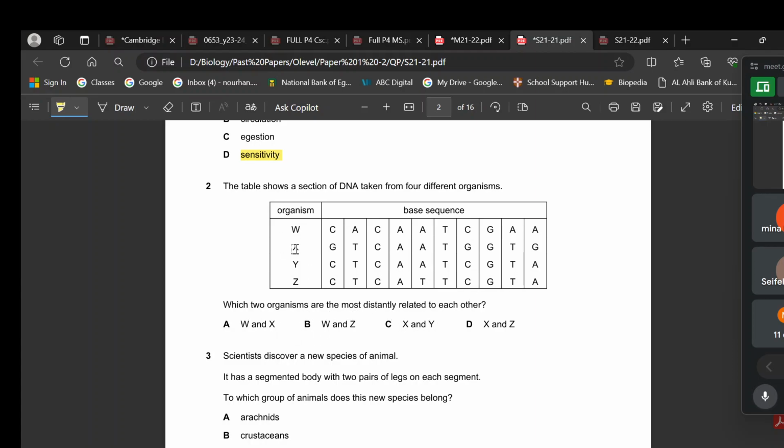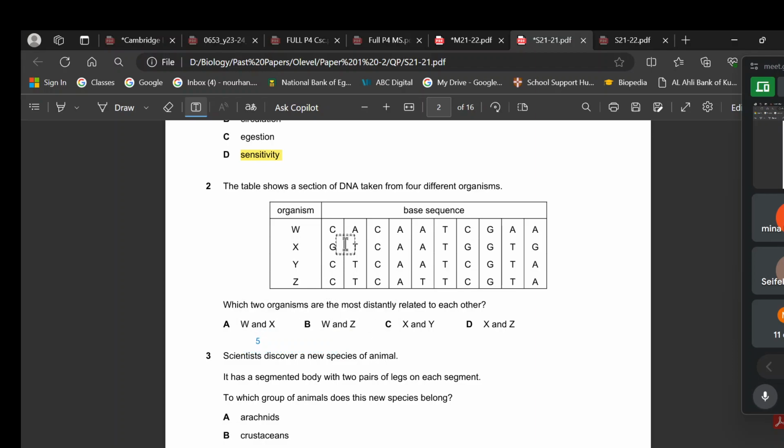Let's compare W and X. C, G, different, different. These are the same, different, same, different. So how many differences? 1, 2, 3, 4, 5. Right, so here I have 5 differences.